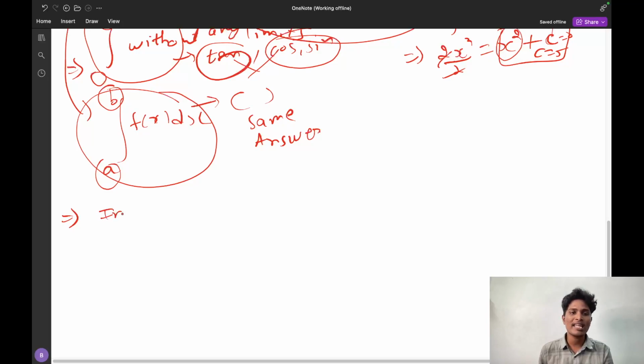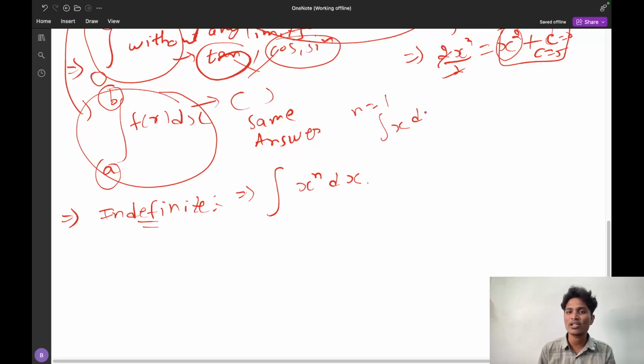Indefinite integration: in this class I will focus more on problems and less on the theory, but I will explain how indefinite integration is performed. First of all, take the simple example, the integration of x power n dx. Suppose n equals 1, what is the integration of x dx? You have to think.